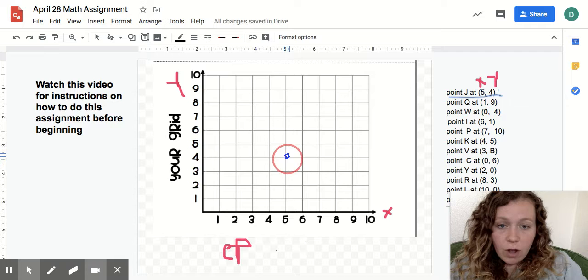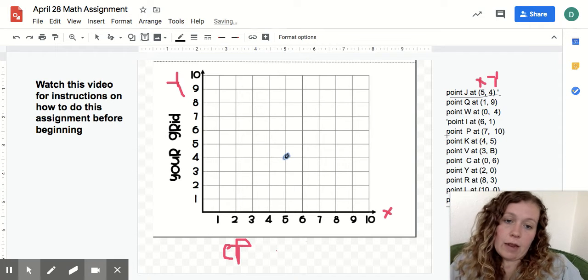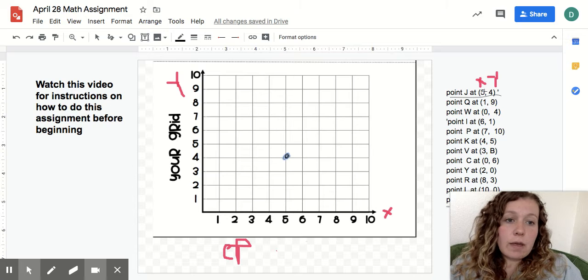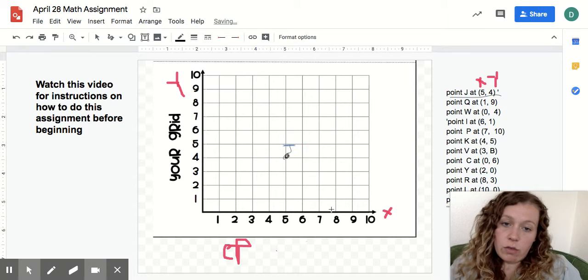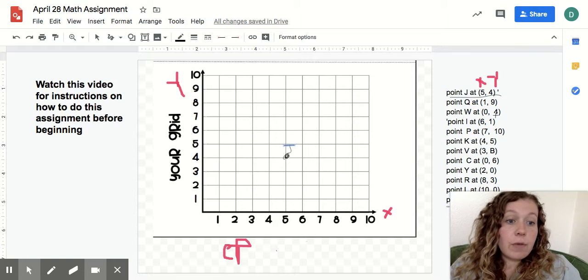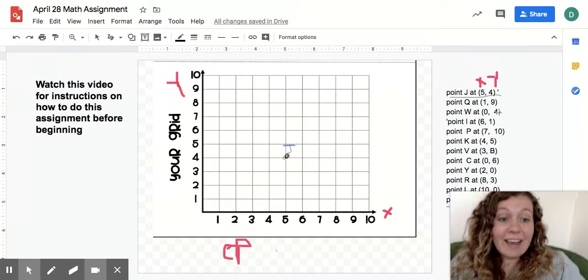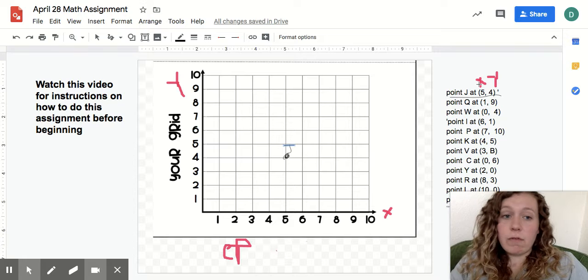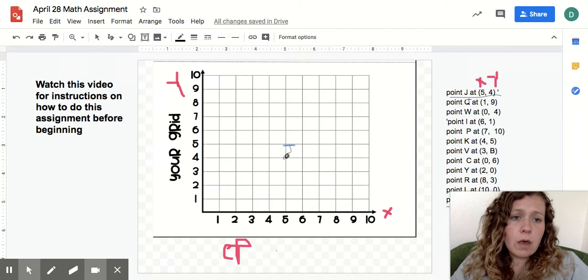I'm just going to draw a little dot there to represent that point. And this point is called J, so I'm just going to put the letter J next to this point. So we just plotted our first point. What I'd like you to do after I'm done with this video, I'm going to plot a few more with you. I would like you to plot the rest of these points and label them on your drawing.